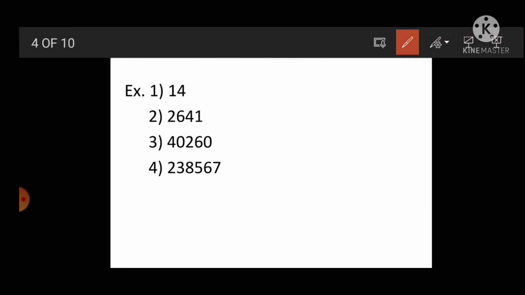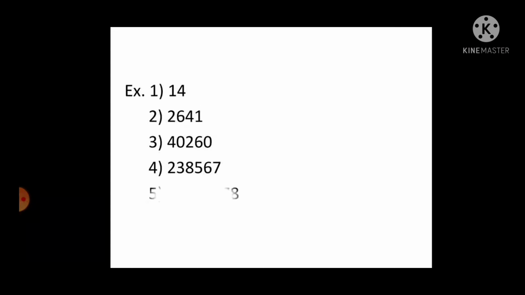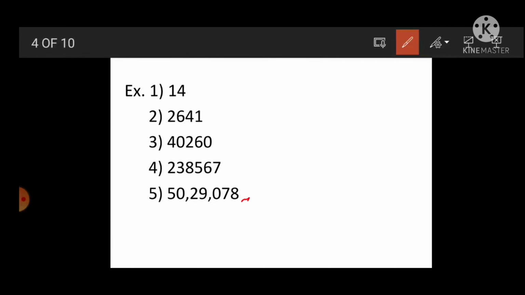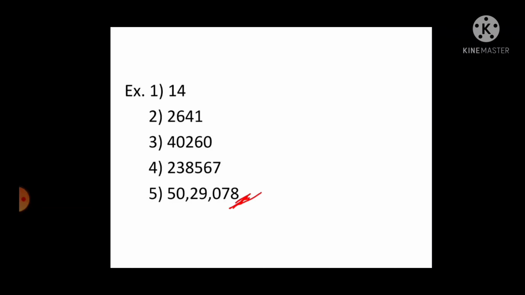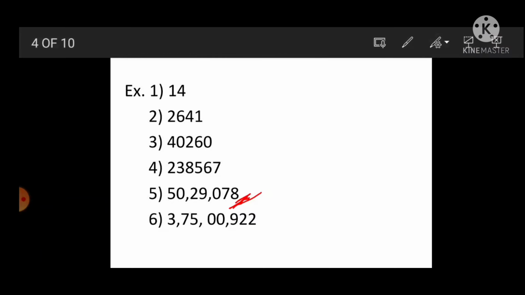Okay, then see the next example, 50,29,078. The ones place is 8, so this number is divisible by 2. Yes, of course, ones place 8 means this number is divisible by 2. Then see the next, sixth example, 3,75,922. The ones place digit is 2, so this number is divisible by 2.